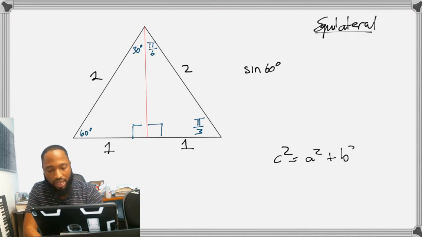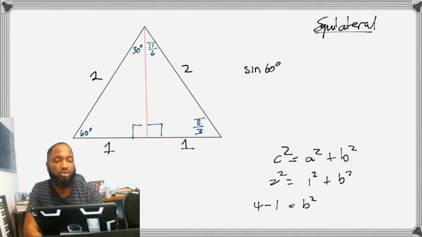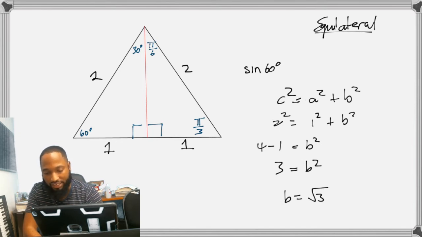C squared is 2 squared, is equal to, let me call a the 1 that we see in there, plus b squared. 2 squared is 4, 1 squared is 1, bring it across, 4 take away 1 is equal to b squared. So that is now 3 is equal to b squared. Why in the chat if you're understanding this. B is equal to the square root of 3. So in other words, this side is the square root of 3. We just used Pythagoras' theorem to figure that out.